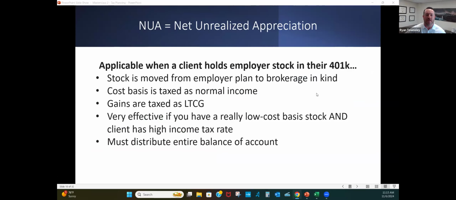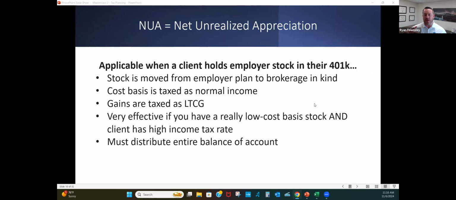NUA, net unrealized appreciation. I wouldn't spend a whole lot of time memorizing the ins and outs of this, but just knowing it exists and hearing the word. Okay, I have a client that has employer stock in their employer plan. That should be enough where you automatically think NUA, and then you can go look it up from there. But NUA is an opportunity, if someone has employer stock in their employer plan, for them to be able to actually move that stock out of the employer plan in kind over into a brokerage account.